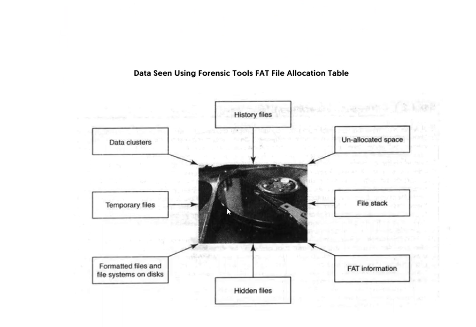Okay, so you can see here the data as seen using forensic tools. FAT is nothing but the file allocation table. It is in a circular shape, and this file contains the history. Unallocated space means the empty spaces: what is stuck in it, where the files got allocated, what the numbers are, what hidden files there are, how many files got formatted, what files are on the disk, what the temporary files are, and what the data clusters are. All this information will be known from this platter. So by making use of the FAT tool, you can retrieve all the information.